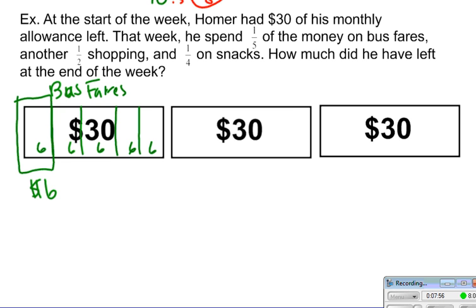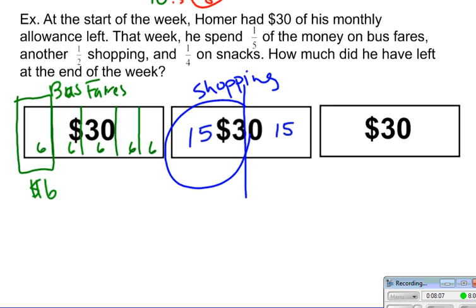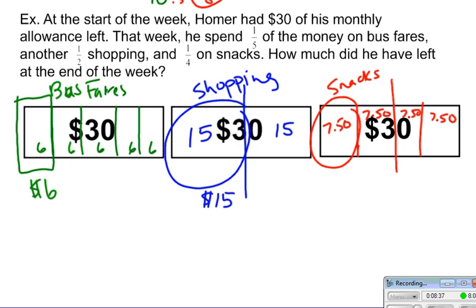The second amount says he spent half shopping. Okay, so I'm going to take my $30 and cut it in half. So 15 and 15. So this is what he spent shopping because it was 1/2, one of the groups. Lastly is a quarter on snacks. So we're going to take the 30 and split it into 4. Well, half was 15, and so then each of these new halves we have to split 15 by 2. So that's 7.50, 7.50. And those should all add up to $30 as well. So that's for the snacks, and that's his amount on snacks, which is 1/4.